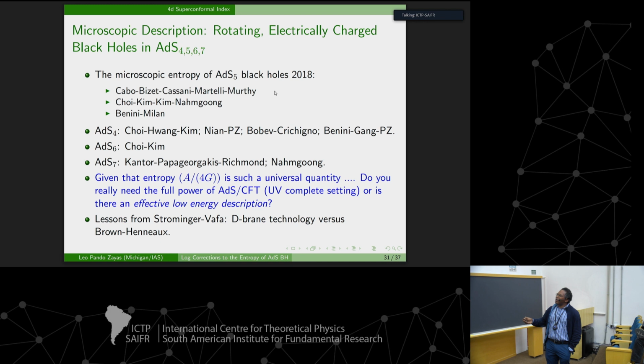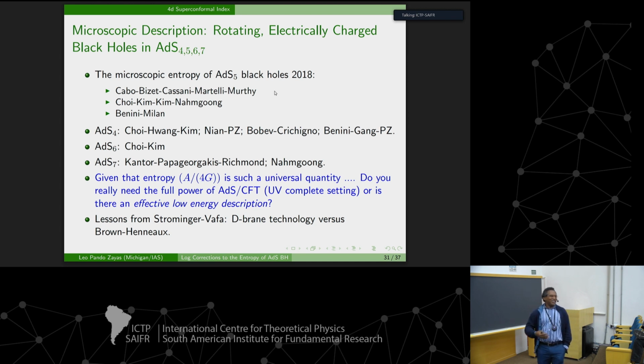that explained the microscopic entropy of these black holes using the SuperConformal Index. So this is a really painful sort of story because it was not well understood at the beginning, and it really required some nice insight that was provided, again, mostly in the approach of Cabo-Bizet, Cassani, Martelli, and Murthy. But now this was understood, and this same sort of philosophy was applied to AdS4 black holes, to AdS6, and to AdS7. In every case, there was perfect match between the Bekenstein-Hawking entropy, again, the big chunk in the entropy, and the SuperConformal Index at leading order.